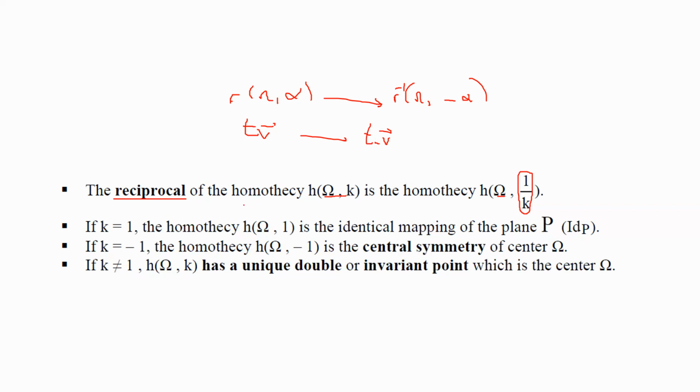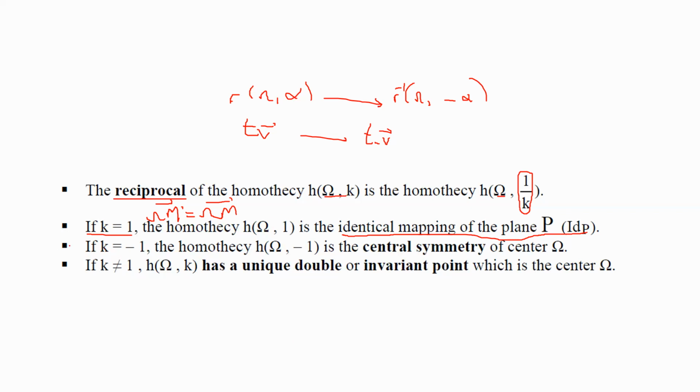Do you like to ask a question about this one? No. If k equals 1, what happens? Omega m prime equals omega m. What does it mean? Omega m prime is identical to omega m, so every point m and m prime are confounded. We call it the identical transformation, like a rotation with angle zero, where the point stays the same.